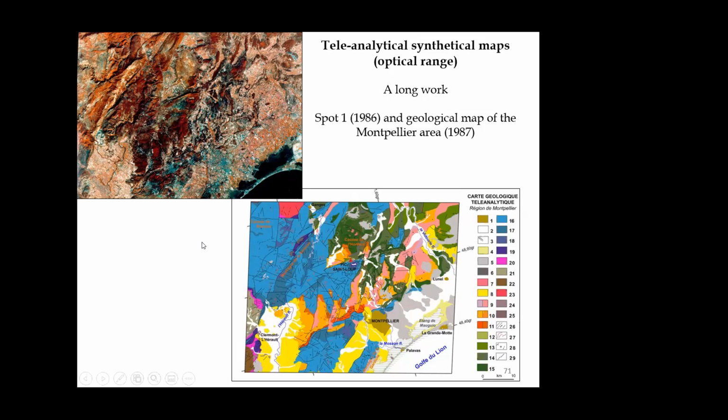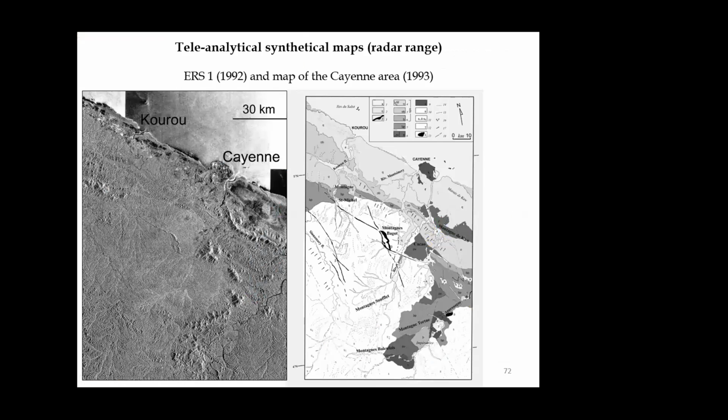This is in the case of French Guiana, the area here, and radar is very powerful for drawing geological maps in an area which is very difficult to investigate in the field, because you have a lot of trees. It is a rainforest, so it's very difficult.